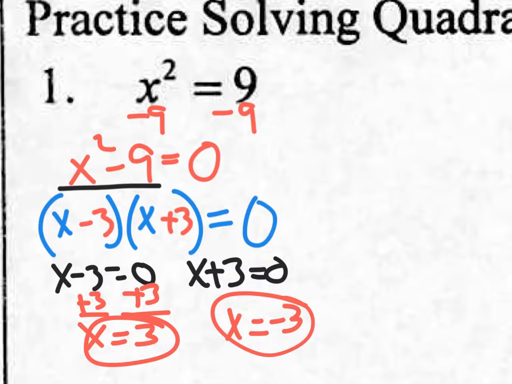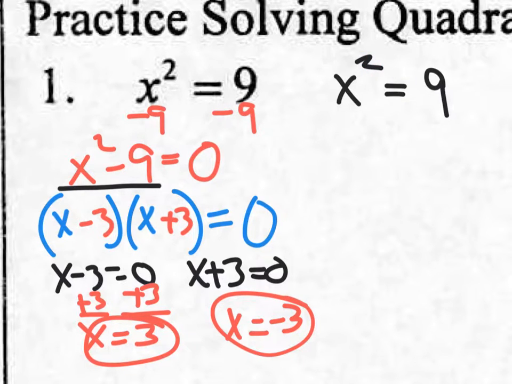Now, the quicker way of doing this problem, let me rewrite it right here. x squared equals 9. The quicker way is to think this. I want to get x by itself. This x is almost by itself. I just have a little square up here. I don't want this little square. I just want the x by itself.